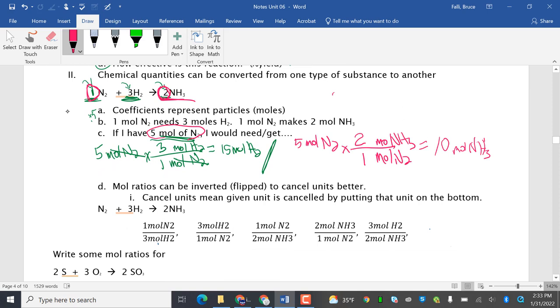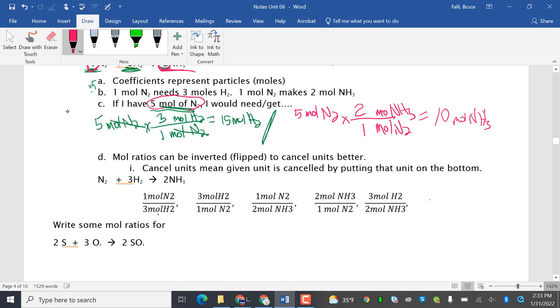Mole ratios can be inverted, flipped, to cancel units better. Canceling units means a given unit is canceled by putting that unit on the bottom. So if I want to write a mole ratio, notice what I've got: 1 to 3, 1 to 2, 1 mole of N2 to 2. So you just put ratios of the coefficients.